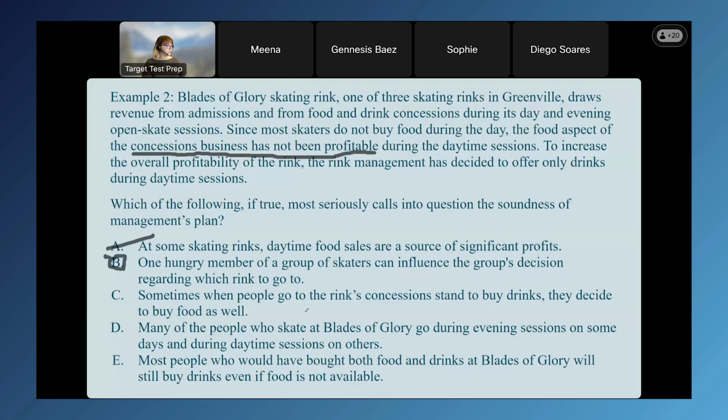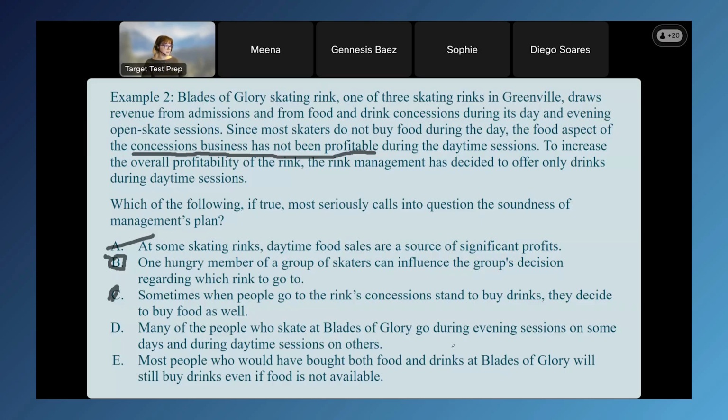C, sometimes when people go to the rink's concession stands to buy drinks, they decide to buy food as well. I mean, even if that's true, I guess they could just buy drinks if food isn't available, so that one doesn't really have a clear impact.